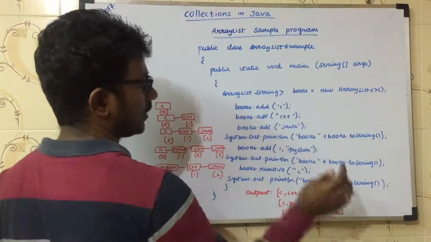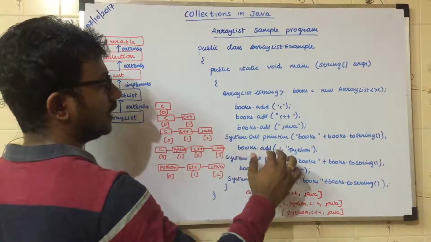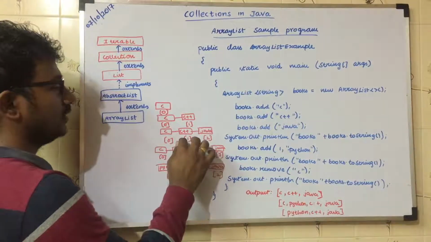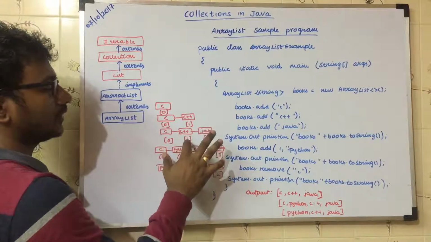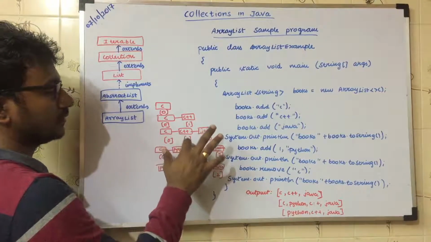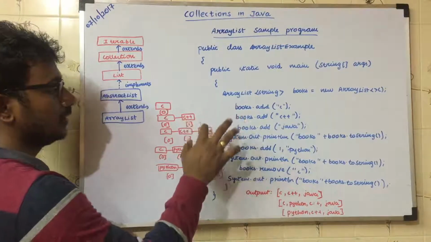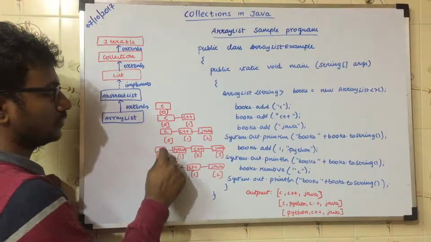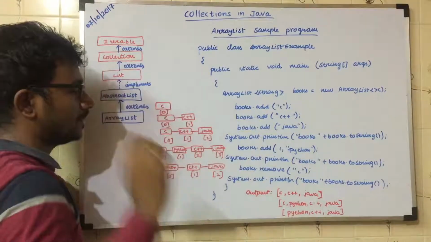C, C++, Java. And then we are trying to add Python at the first index. Since an element is already present at the first index, it will shift the elements from the first index onwards. So C++ moves from first to second, Java moves from second to third. The outcome would be: 0th position C, first position Python, second position C++, third position Java.